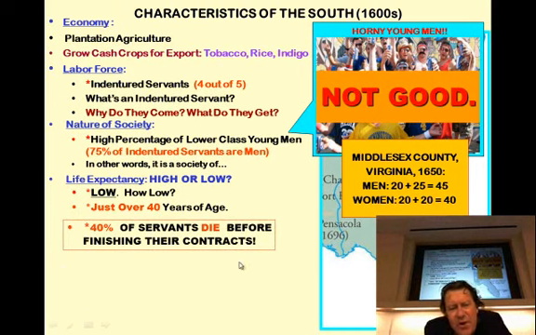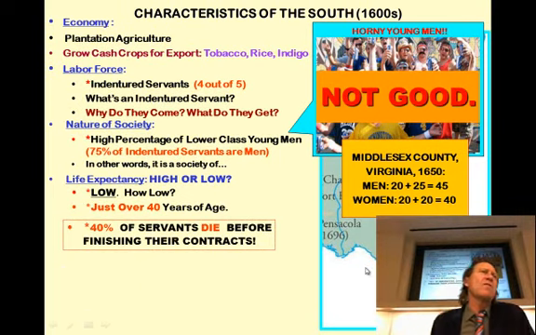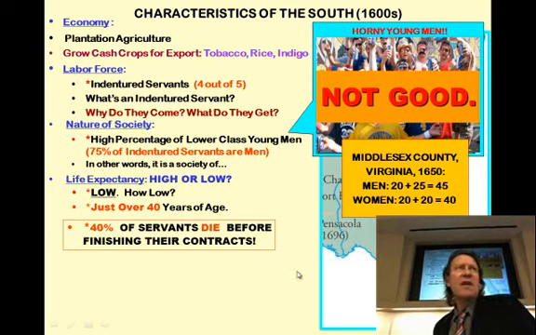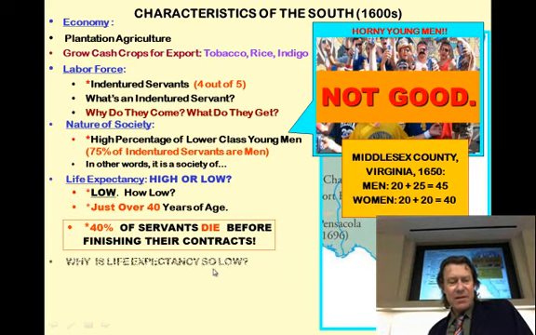Now check it out. Fully 40% of the people who did go there as indentured servants didn't even get through their 4 or 5 years. They died before then, so they never got anything. They never got any payback. They didn't understand the concept of an American dream, but their dream didn't work. So they're out of the picture altogether.